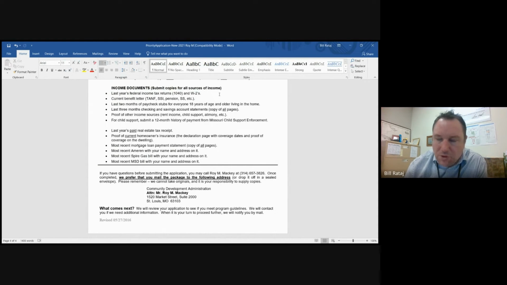Now, some folks aren't required to file taxes because of the income threshold. If it's below a certain amount, you're not required. You could write on the back of the application right here, "not required to file taxes." So we just have to have that information.